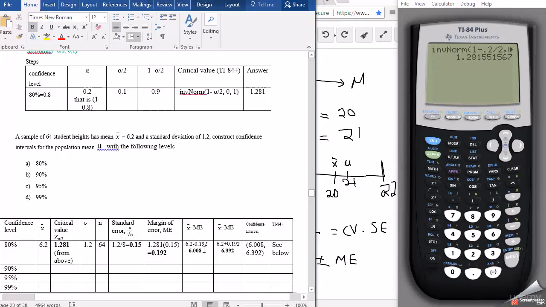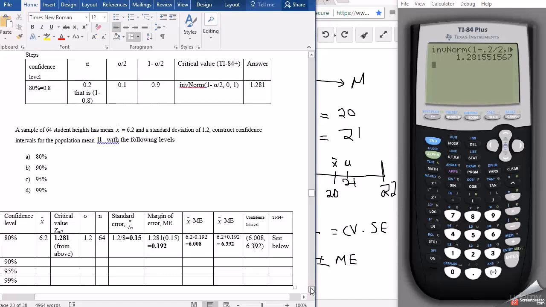Now remember, the confidence interval has a lower boundary and upper boundary. To get the lower boundary, just subtract the margin of error from the sample mean, 6.2, and we get 6.008. Then to get the upper boundary, you add the same margin of error to the sample mean and you get 6.392. So our confidence interval is 6.008, which is the lower boundary, comma 6.392.